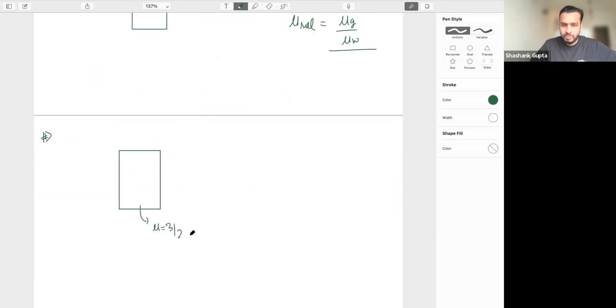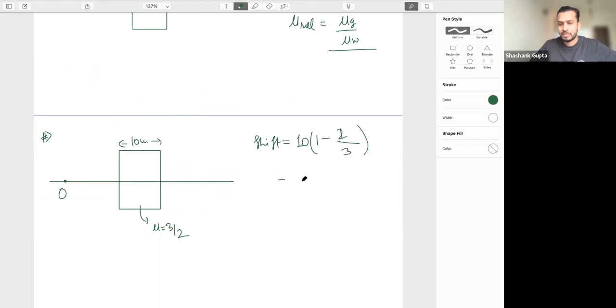Suppose this is 3 by 2, in general, normally. This is the glass. Normally, the glass refractive index is 3 by 2. Now I'm saying this is the object, and let's say the thickness is 10 centimeter. If I ask you what shift is coming, quickly see and understand the concept. Shift is t times 1 minus 1 by mu, where t is 10 and mu is 3 by 2. So it is 1 minus 1 by 3, and the shift is coming out to be plus 10 by 3.